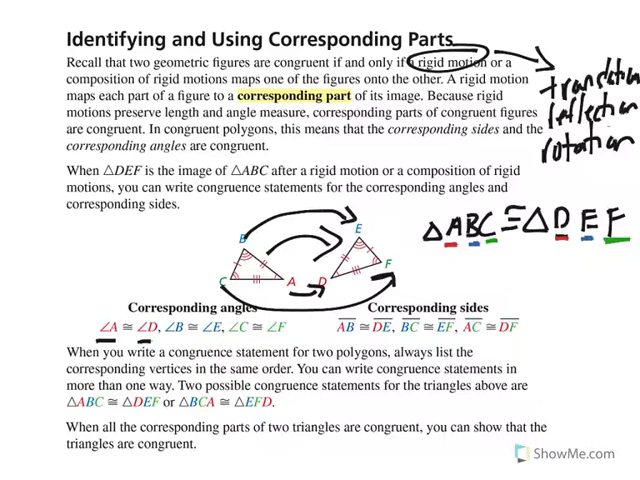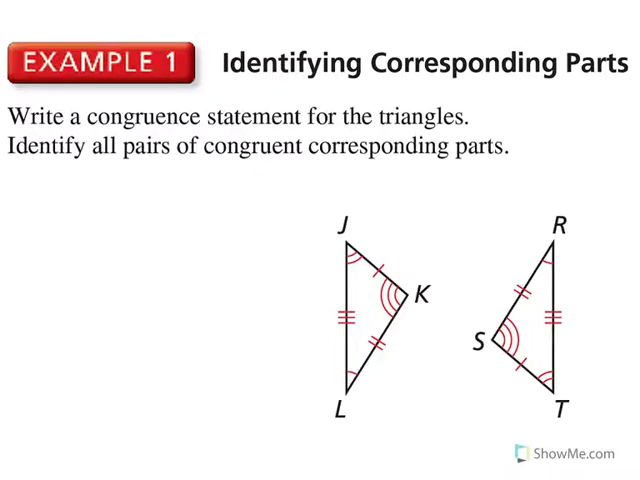Even if I flip them around, say I decided I wrote it down the first time as CAB, then I would need to write them in the same order as that. So since C is first, that means F has to be first on this other side. Since A is second, that means D has to be second. Since B is last, that means E has to be last. Okay, my corresponding parts are in the same exact position. So that's all we're doing in this first example. We want to write a congruent statement for this triangle. So we need to put them in the same order. We need to put our corresponding parts together.